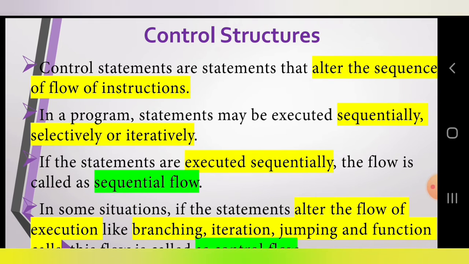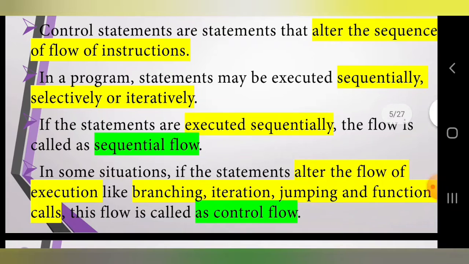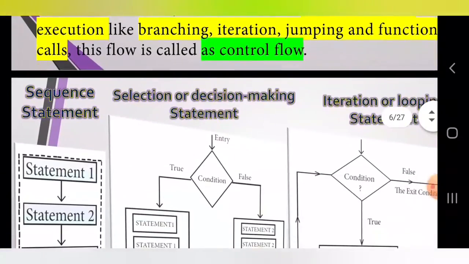If the statements are executed sequentially, the flow is called the sequential flow. If you want to alter the flow of execution, then that type of statement is known as a branching statement. Iteration, jumping and function calls: this flow is called the control flow. In some situations, it's not necessary to execute all the statements in sequence order. If the statements alter the flow of execution like branching, iteration, jumping and function calls, this flow is called control flow. So this is known as a control flow statement.